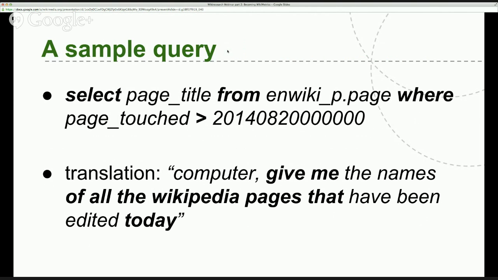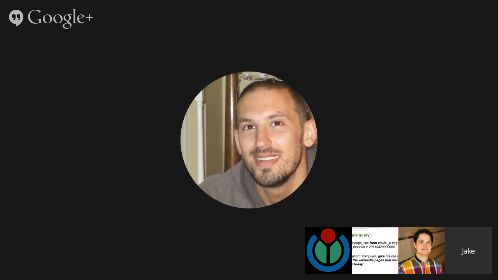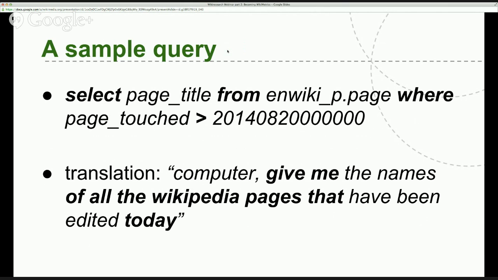So this is review from last time. Here's a sample query. Select a page title from this table in this database where that page has been touched, which usually means edited, sometime today. So the translation in person speak is, computer, give me the names of all the Wikipedia pages that have been edited today.